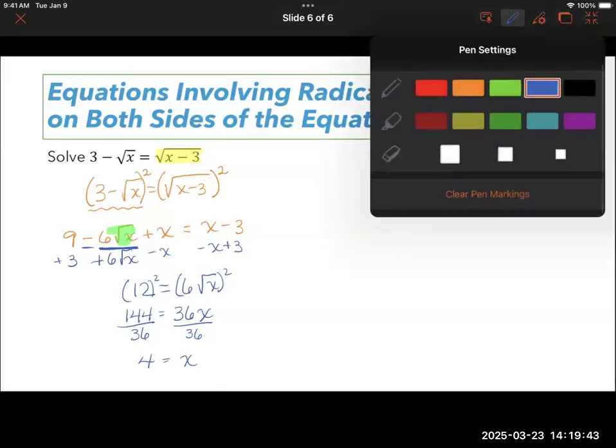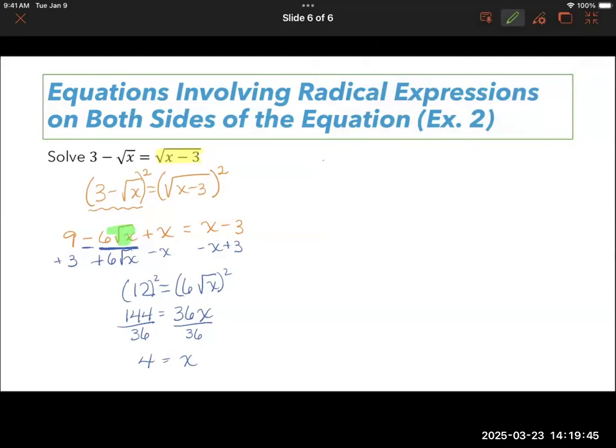Now, again, we want to do a quick check. So I've got 3 minus the square root of 4. And I want to know if that is equal to the square root of 4 minus 3. Well, the square root of 4 is 2, so 3 minus 2 on the left side. And then I've got the square root of 1 on the right, which is 1. 3 minus 2 is also 1. And so yes, this one checks out, and x equals 4 is our solution.